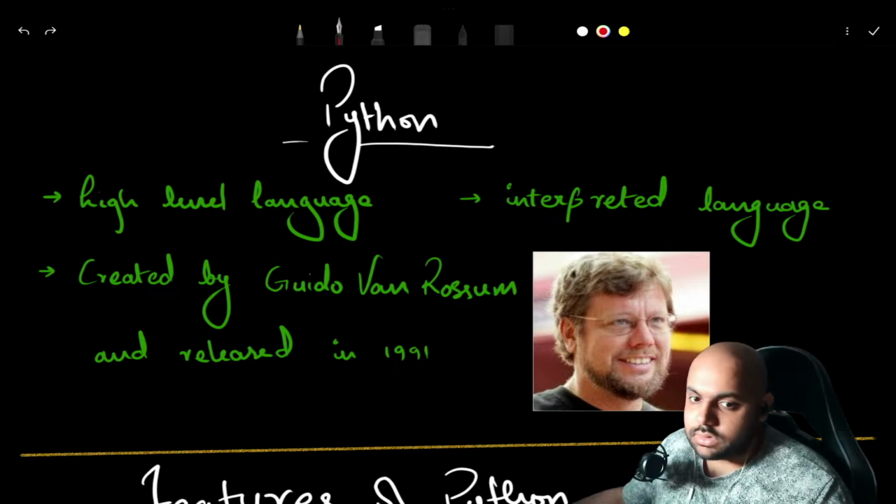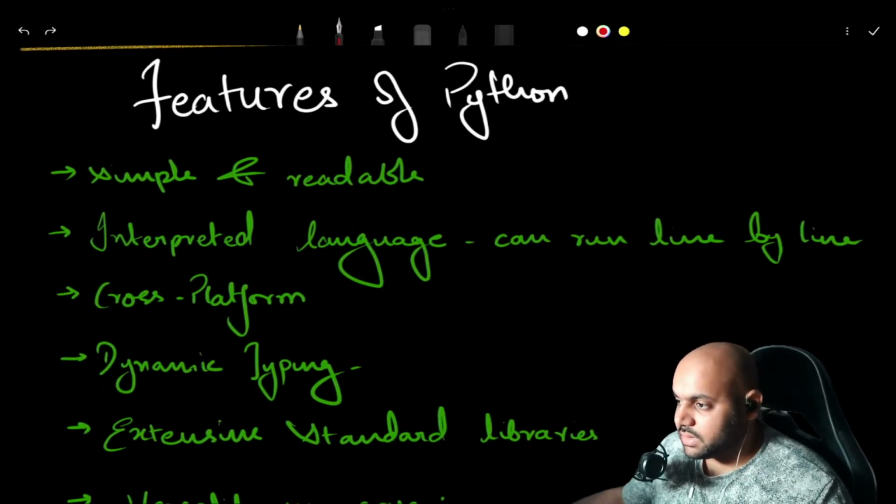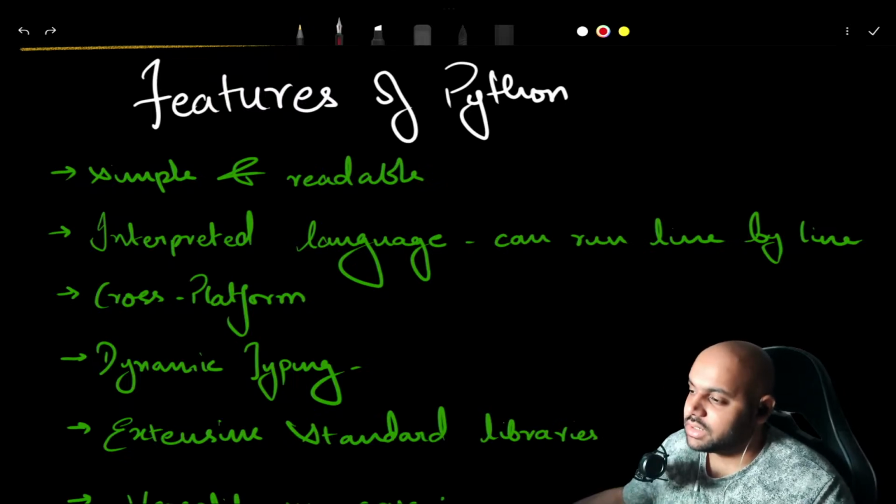So there are some key features of Python. One, it's simple and readable, right? Python syntax is pretty clean and straightforward, which makes it easy to learn and understand, especially for beginners.